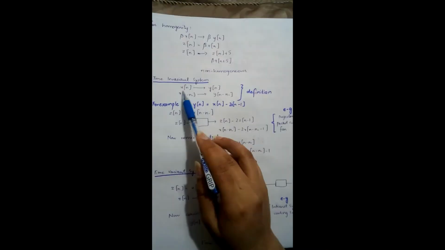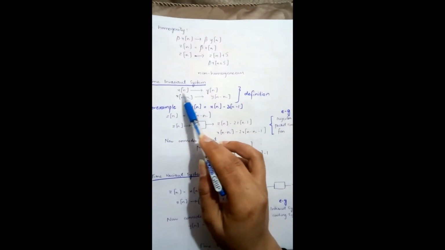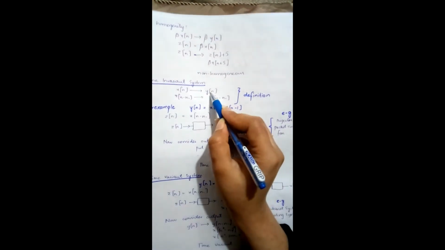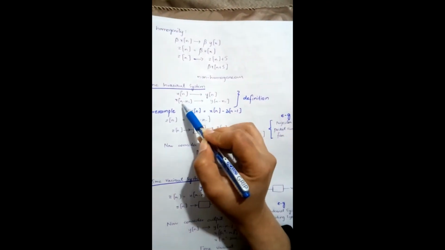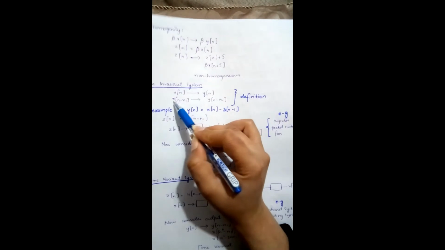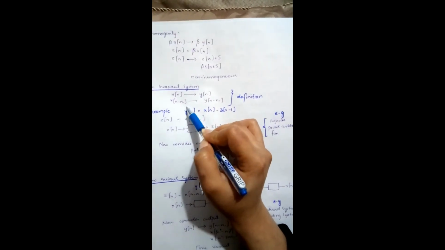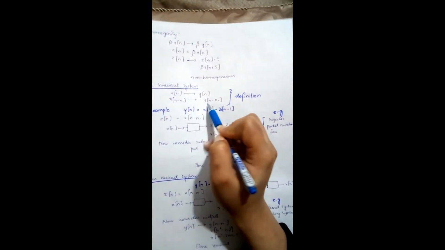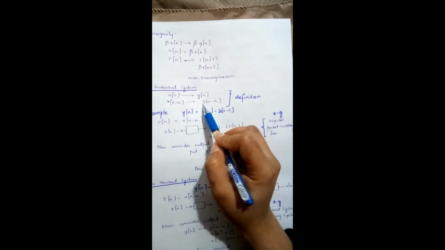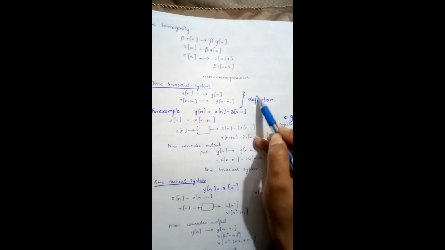Now the time invariant system. For a time invariant system, here is the input signal x of n, and this is the output signal y of n. So it will contain the delayed function like x of n minus n naught, and similarly at the output end it will become y of n minus n naught. So this is basically the definition of the time invariant system.